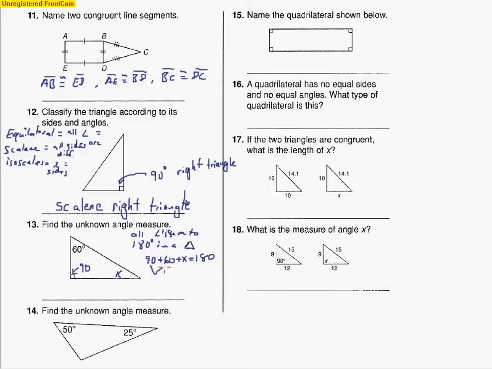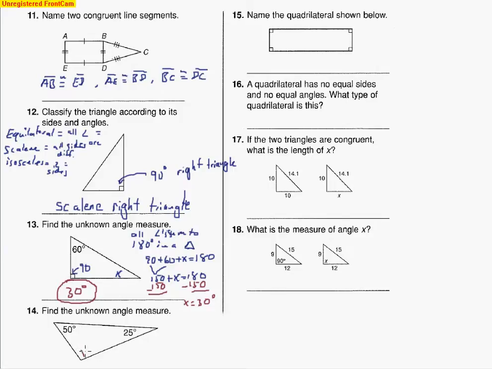Well, I'm going to go ahead and add these together. That makes 150 plus x equals 180. And then from there, you just have to move that 150 back to the other side. So I'm going to go ahead and subtract that from both sides. And when we do that, we have x equals 30. So that's the missing angle right there. So 30 degrees would be the answer for that one. Well, number 14 is exactly the same, except this time we don't have that right angle symbol. So here we just have two angles.